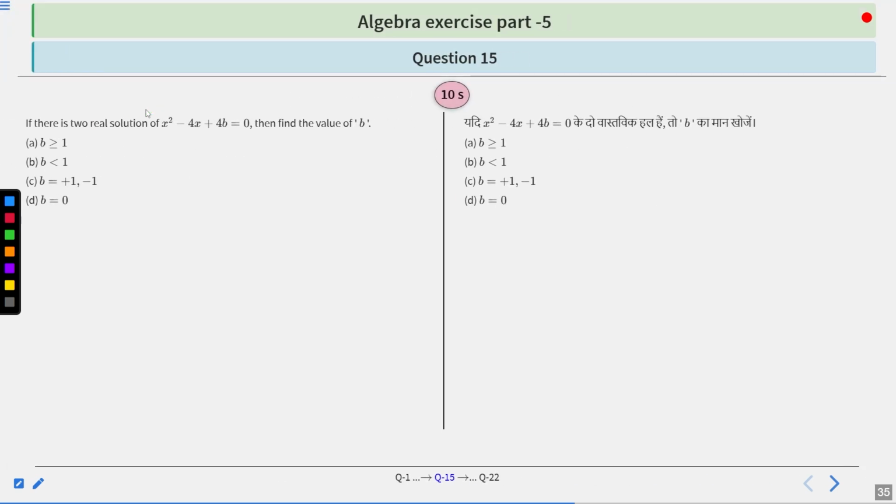Next, if there are two real solutions of x square minus 4x plus 4b equal to 0, then find the value of b. And options are option A, b is greater than or equal to 1. Option B, b is less than 1. Option C, b is equal to plus 1 or minus 1. And option D, b is equal to 0. These are the options.